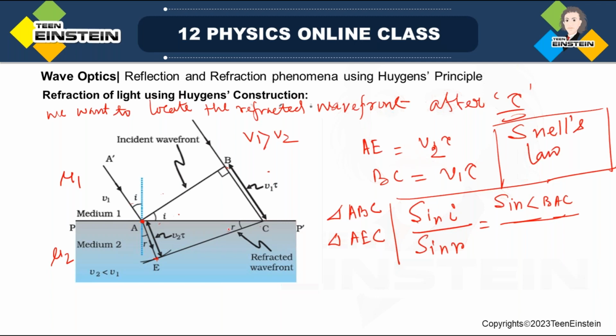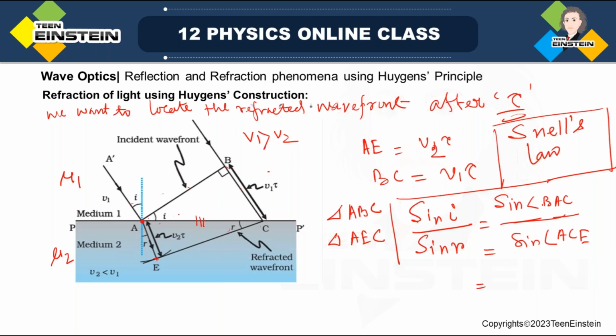And sin r is this angle ECA, or ACE, whatever you can write. Sine of angle, let us say ACE. Okay. So sine of BAC, look what we write here. This is a right angle triangle. You can see that this is the hypotenuse, this is the base, this is the perpendicular. So we can write sine BAC. Sine BAC means this angle.